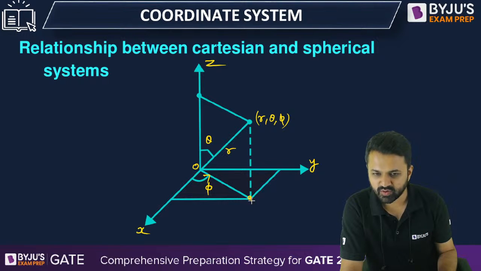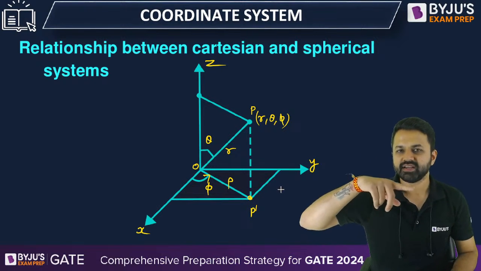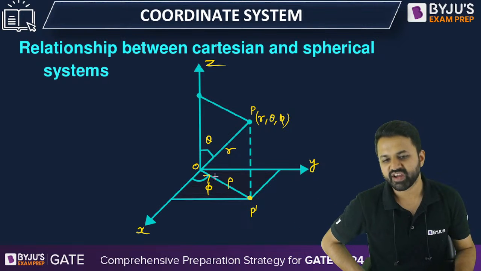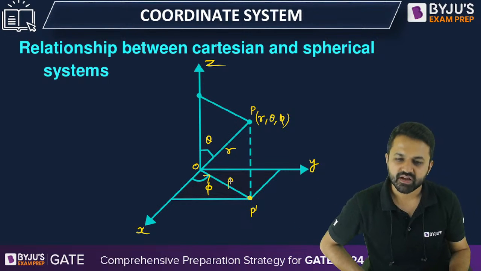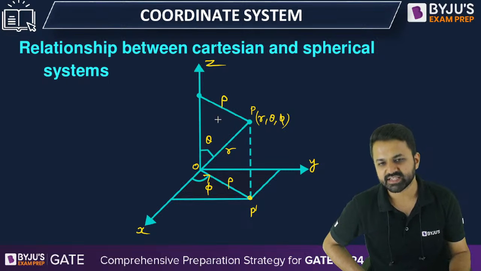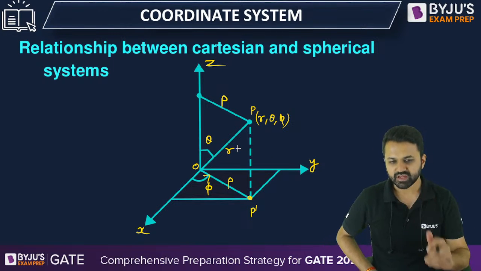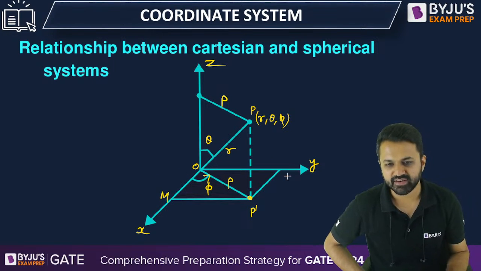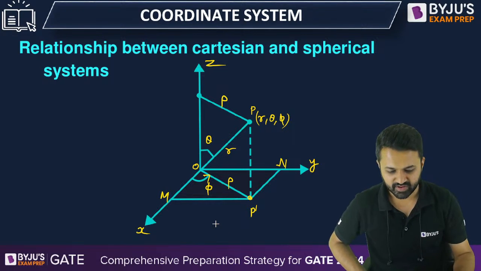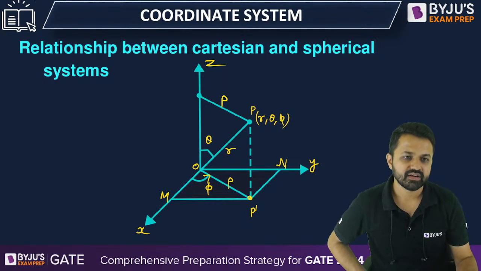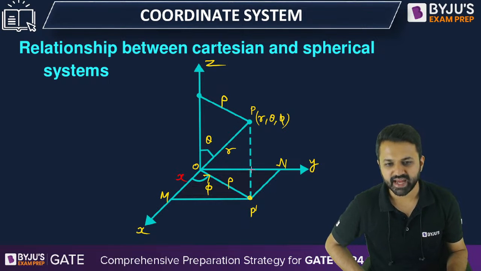When you draw the perpendicular line, you will get this point P dash. This is nothing but rho. Rho is the distance measured from the z-axis, so you are moving away from the z-axis and you call it rho. This rho and this rho are both the same, and this is the vertical distance. Now when I draw the perpendicular lines, I am calling them m and n. This is nothing but x, this is nothing but y, correct?